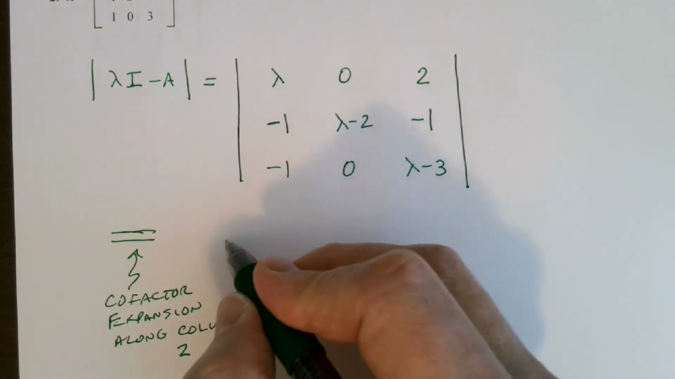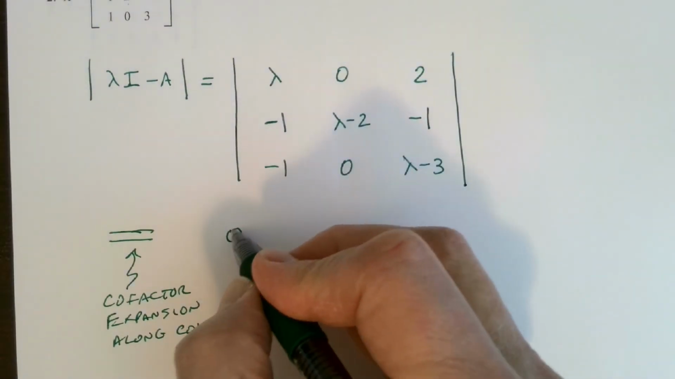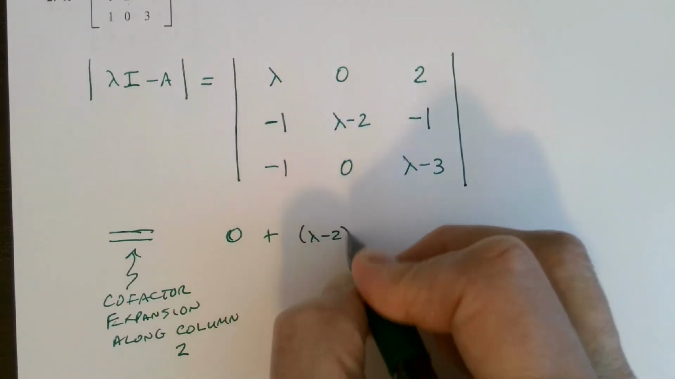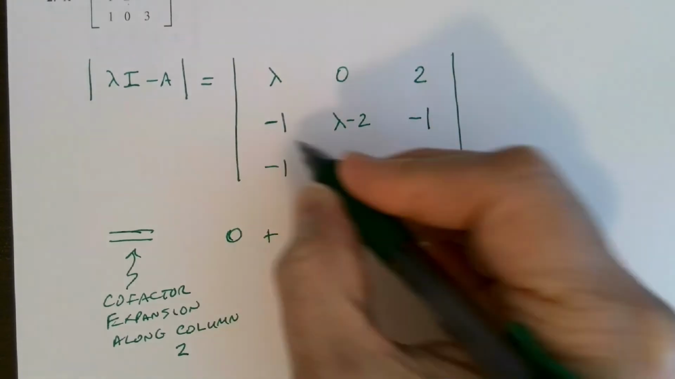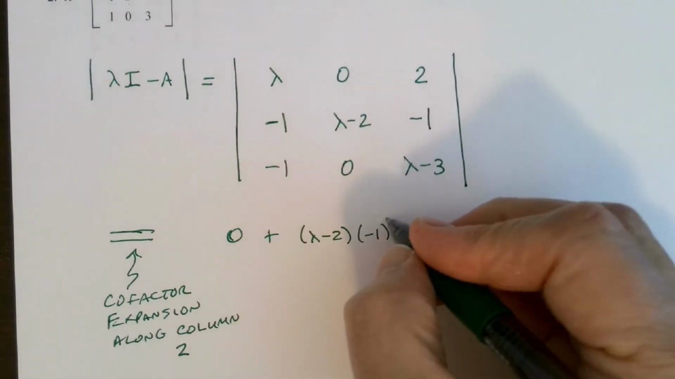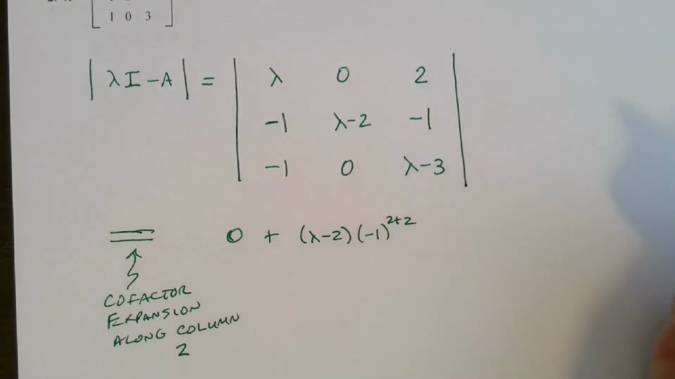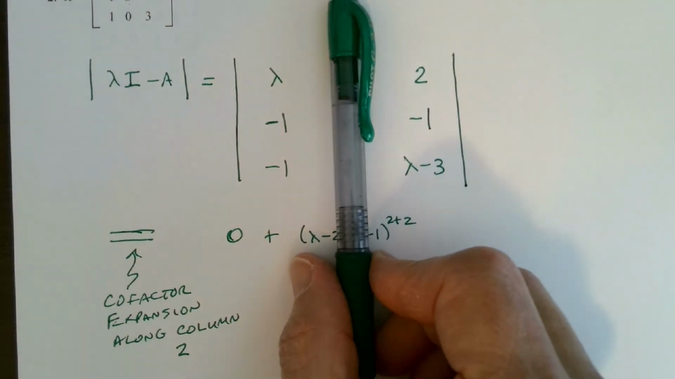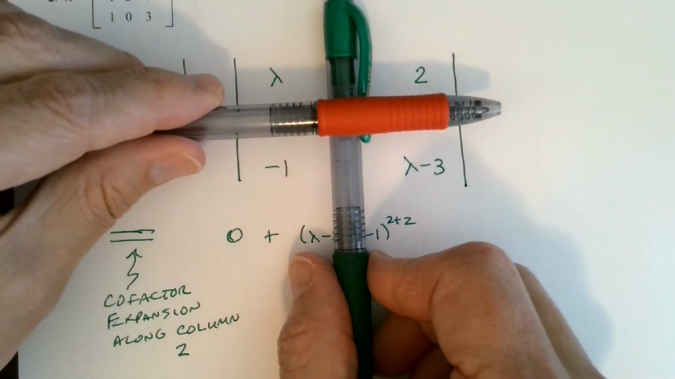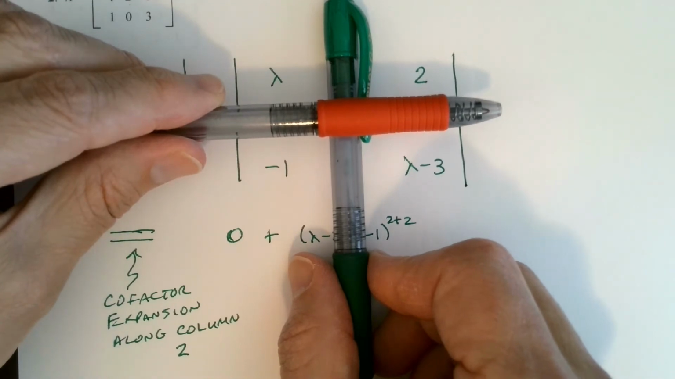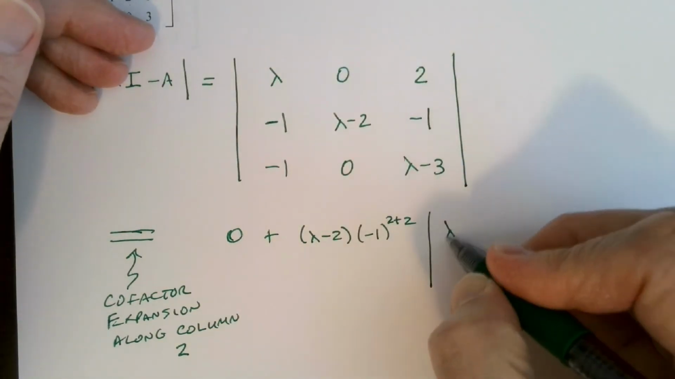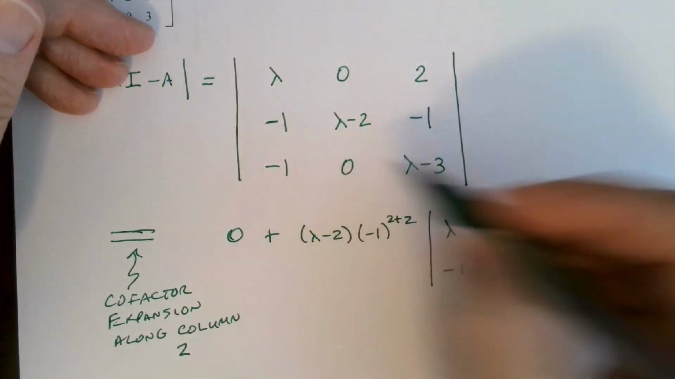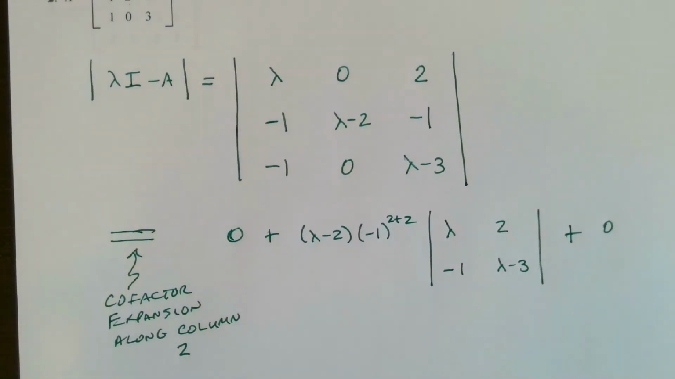And so what do we get here? I get 0, right, times its cofactor, plus lambda minus 2 times its cofactor. So what is it? It's negative 1 to the second row, second column, 2 plus 2, which is negative 1 to the fourth, which is positive 1, times its minor. How do I find that minor? I take out the column and row that entry is in, and I collapse it down, and I get my minor, so the corner entries. Plus 0 times its cofactor.